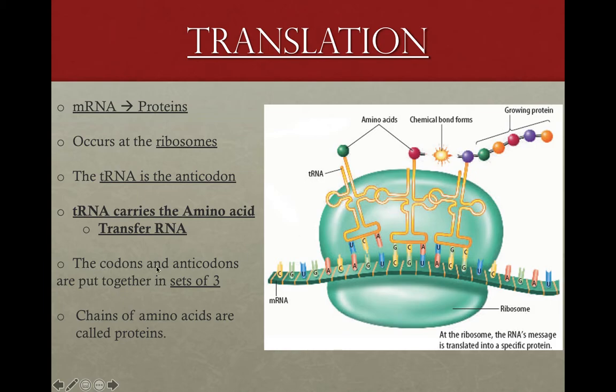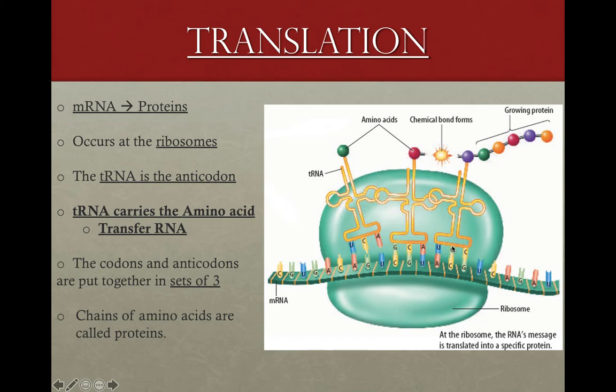The codons and anticodons are put into sets of 3. If you look at this one, it says UCA. And if you look right here, that U is paired with an A. This C is paired with a G. That A is paired with a U. If we go on down, G, C, C, G, A, U, U, A, G, C, C, G. And that's why they're put together this way.